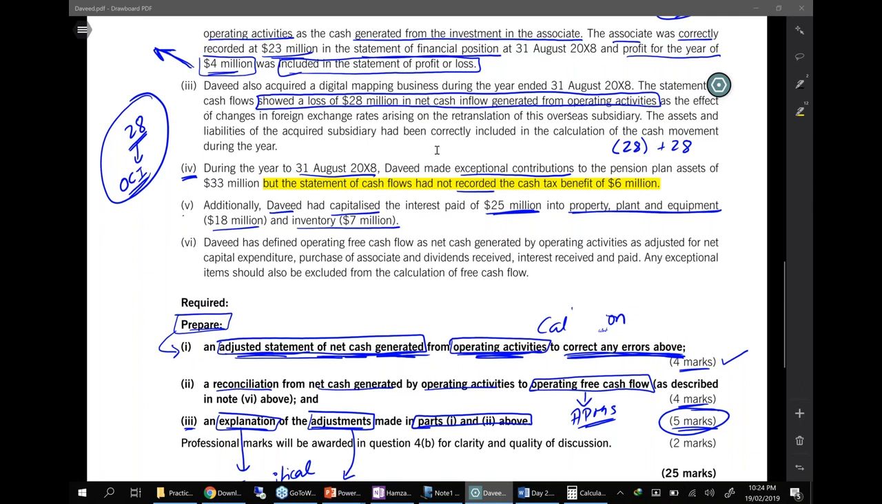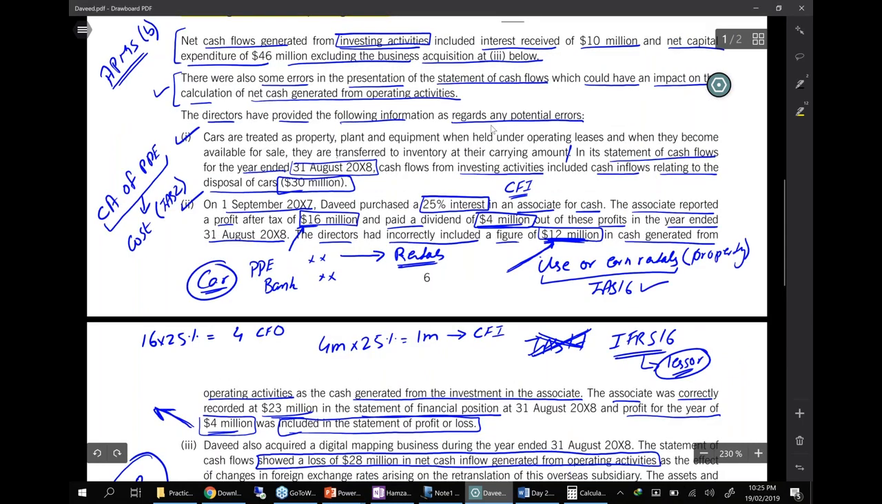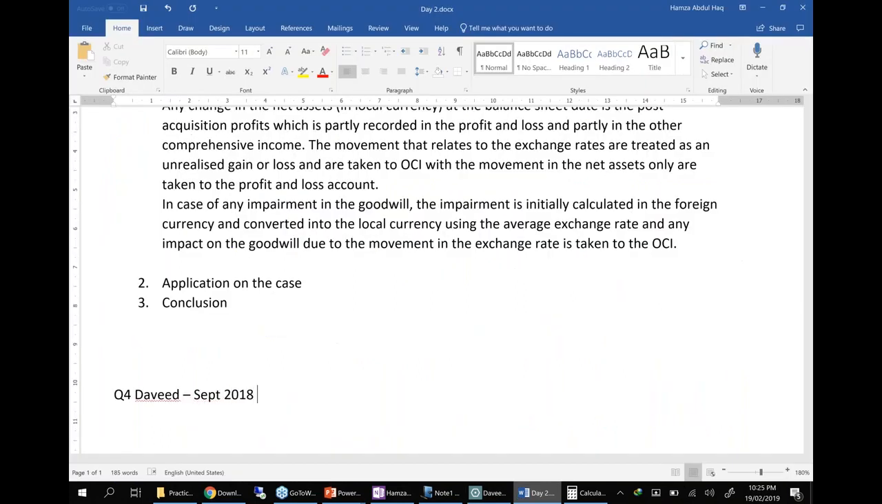So now let's write down part 3, where the question is asking for an explanation of the adjustments made in part 1 and 2 above. So what were part 1 and 2? Part 1 was basically the one relating to the cars, and 2 is the one relating to the associate. So we need to write the answer to these parts as well. So let's write down the theoretical part. We are writing question 4 by the name of David, which is the September 2018 attempt exam. And this is part B. Question 4, part B, David, September 2018.